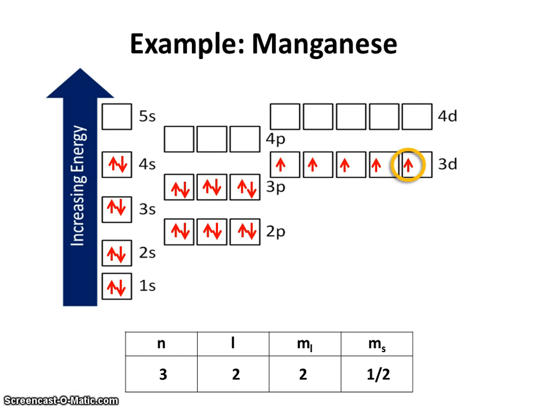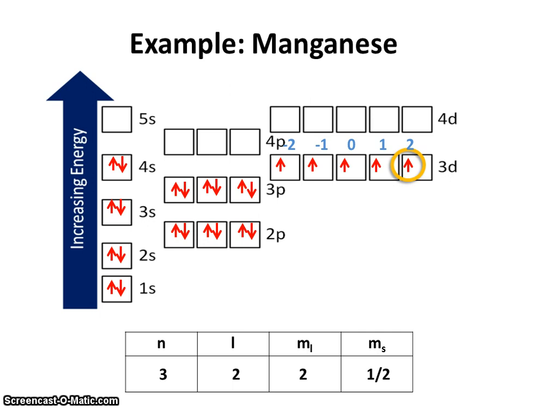Then to decide what ml number we're going to use, we're again going to go from -l to +l with one number per box, going from -2 to 2. So you can see there on top of each box we have a number: -2, -1, 0, 1, and 2. And we're going to look where the last electron that we filled up lies. In this case, it's on the box labeled with the number 2. So that's going to be our ml number. And the last number that we need is the ms number, which in this case, since the arrow is pointing up, is going to be +1/2.